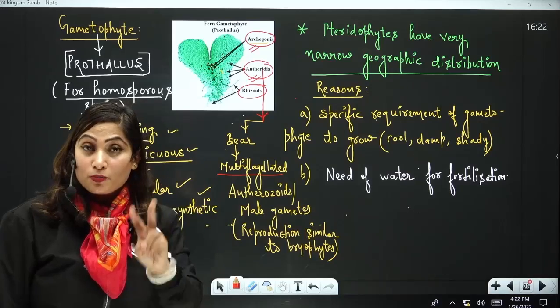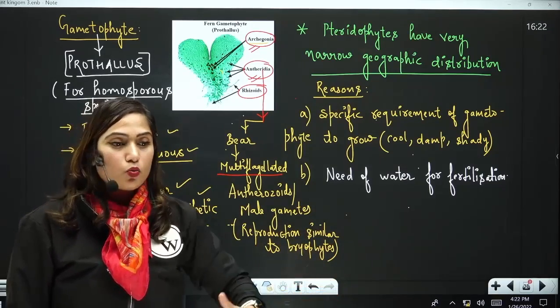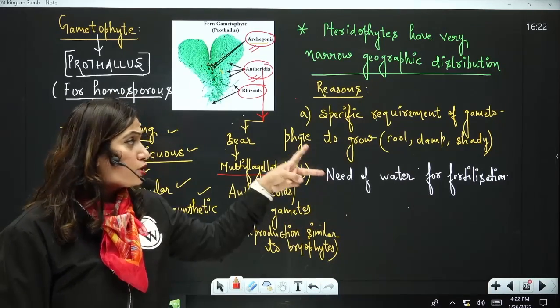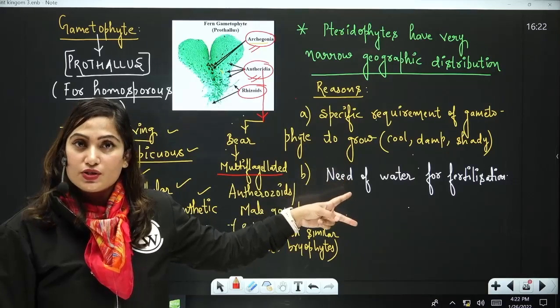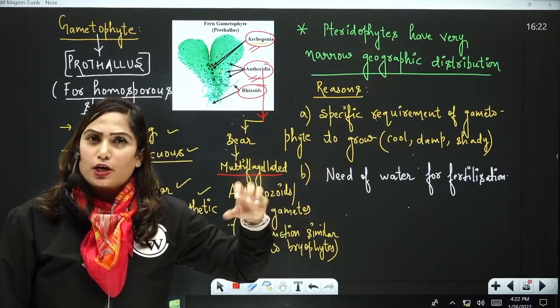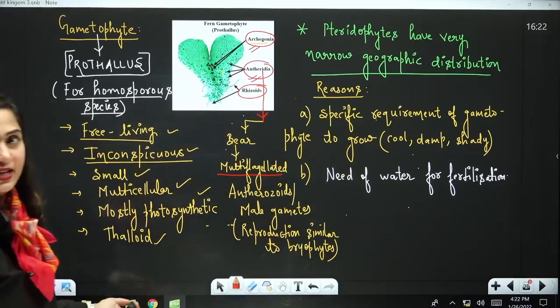And the second important point, they need water for fertilization. And it is not necessary that water is available everywhere, every time. So because of these two reasons, this very important question often comes. Because of these two reasons, the geographic distribution of pteridophytes is very narrow. They are not found everywhere. Okay, let's move on further. I hope this slide is clear to you all.